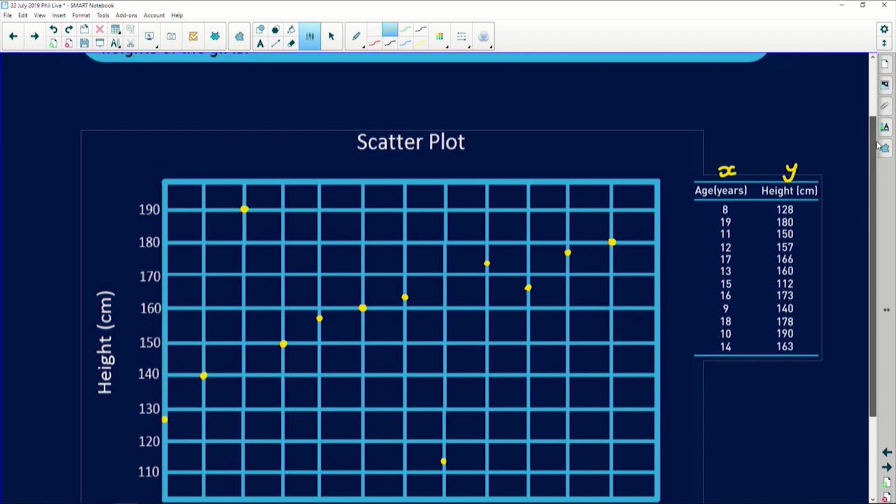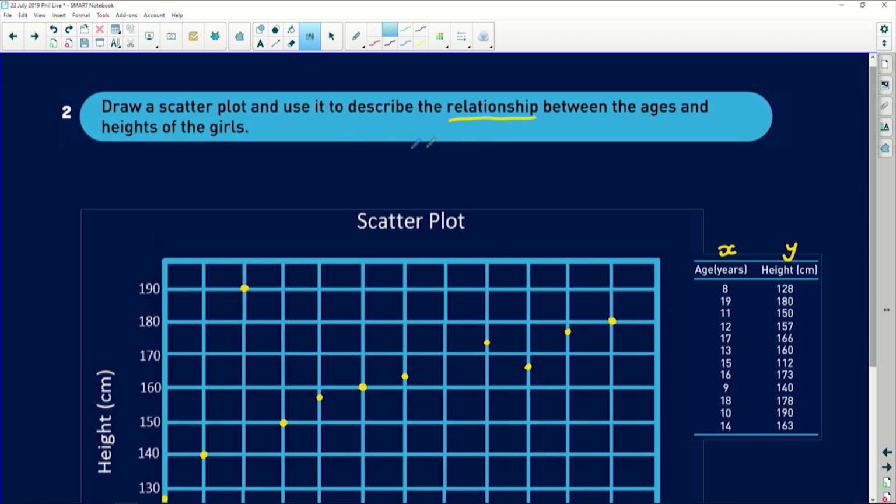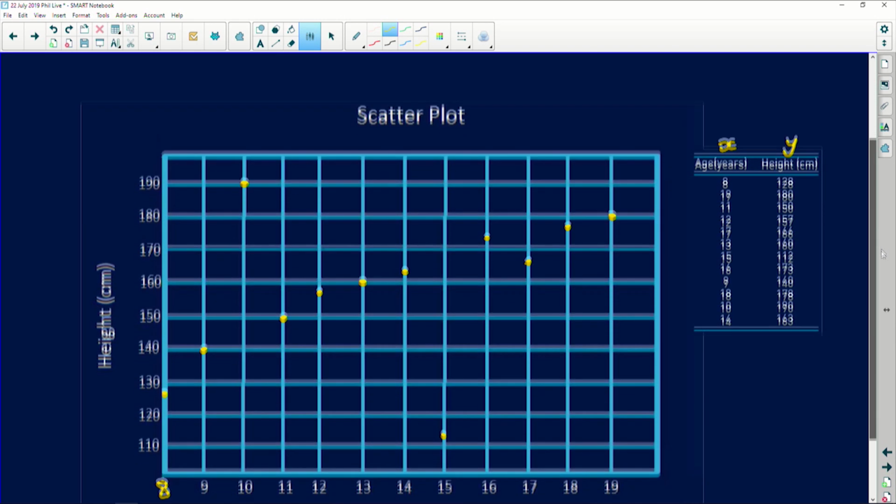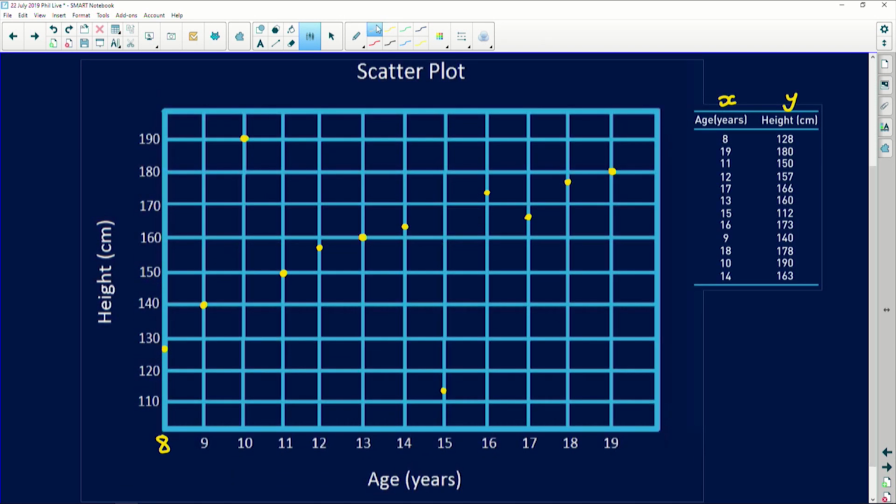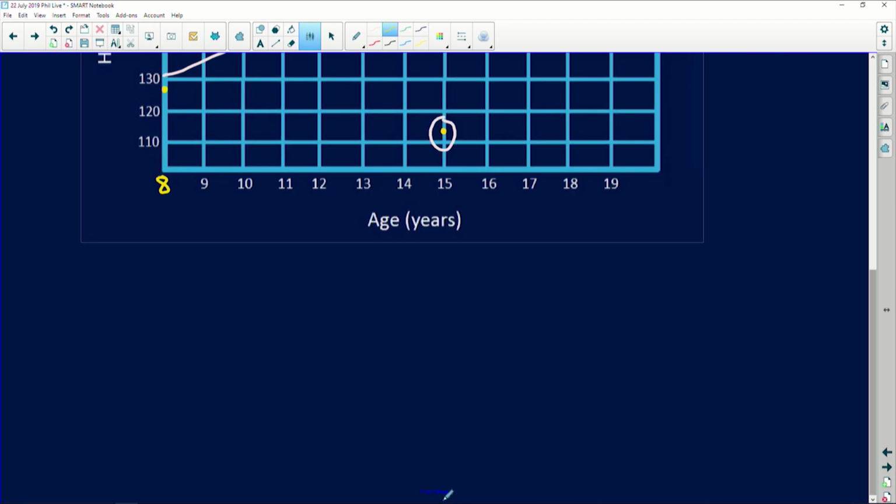Okay, so now it says, use your scatter plot to describe the relationship between ages and heights of the girls. So this is where it would kind of help you to try and draw your least squares regression line. So I'm going to say it comes probably like that through there. These 2 points are obviously outliers because they sit far away from the rest of the clumped data. So now to describe the relationship, we're looking for 2 things. Firstly, you need to comment on the slope. Is it positive or negative? And also how closely related, closeness.